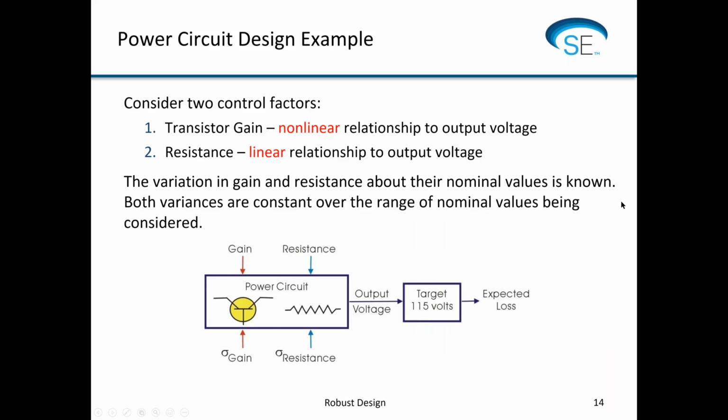So let's look at a really simple example, and we'll vary two factors. We're going to vary the transistor gain, which has a nonlinear relationship to the output voltage. We're going to vary another factor, the resistance, which has a linear relationship to the output voltage. And what we're trying to do is create an output voltage of 115 volts with the least amount of variation.